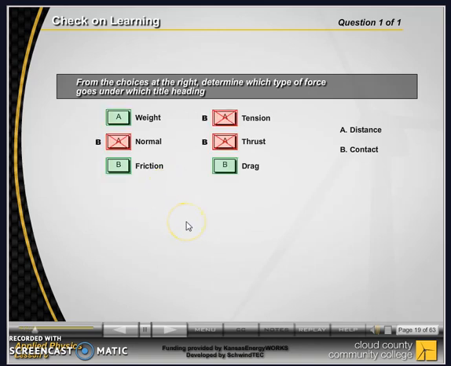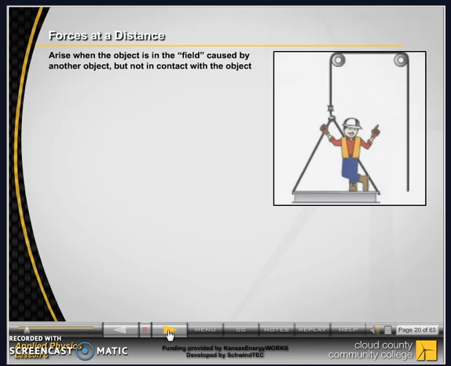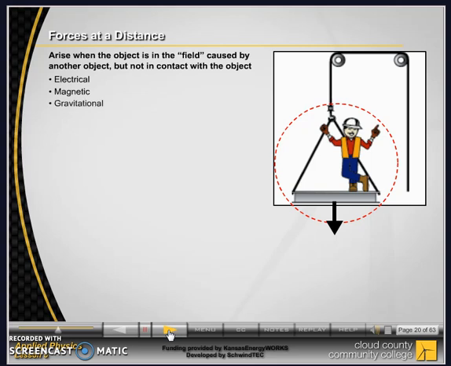As you can see, weight force is a force acting at a distance, and the other forces described are all because of a direct contact. Forces at a distance arise when the object is in the field caused by another object but not in contact with the object. Examples of fields are electrical, magnetic, and gravitational fields.